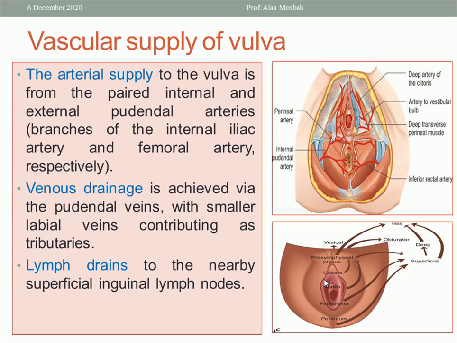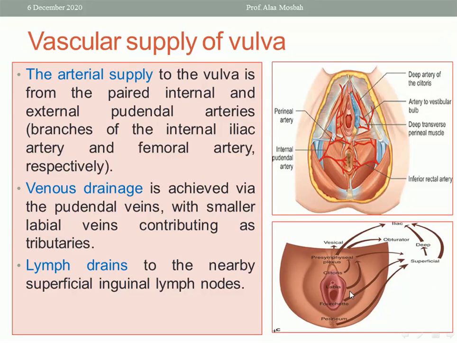Okay, let's continue with the arterial supply of the vulva from the internal and external pudendal arteries, branches of the internal iliac artery and the femoral artery respectively. The venous drainage is also via the pudendal veins, with the smaller labial veins contributing as tributaries.